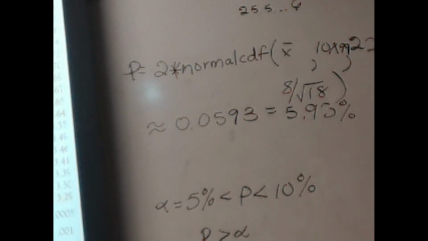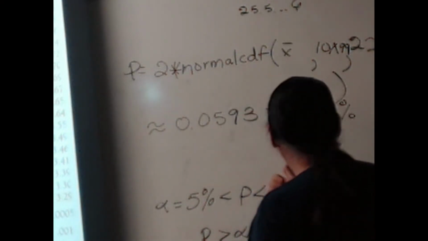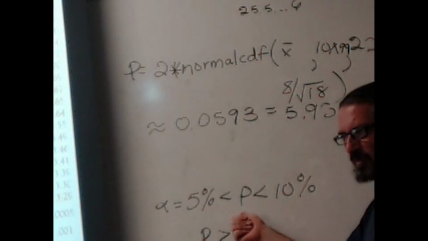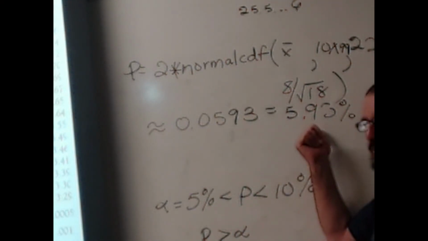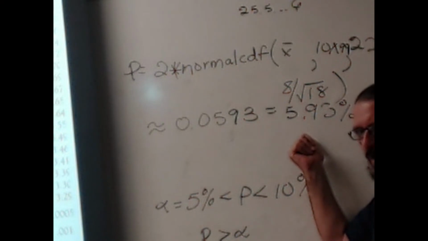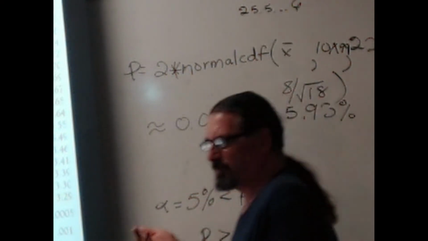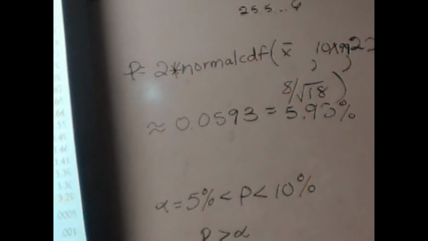It would be less than. The Table C version didn't give us an exact number, but it says it's less than 10%. This one, specifically 5.93%, is less than 10%. What would we do then? Exactly. Even if it's equal, we would reject.